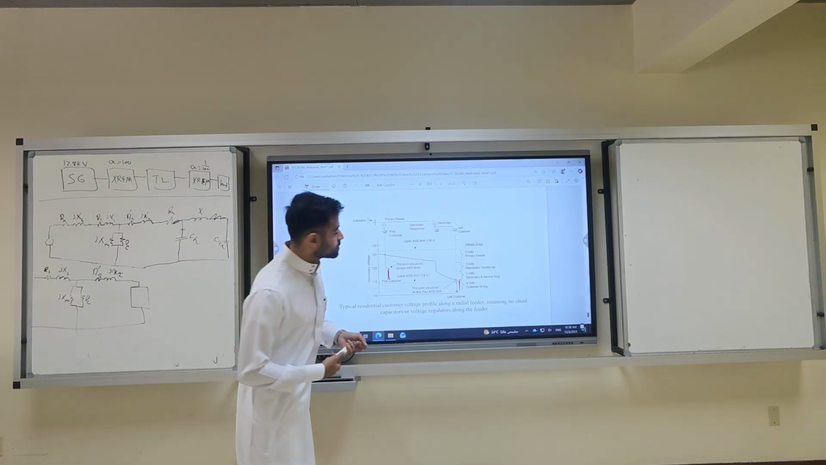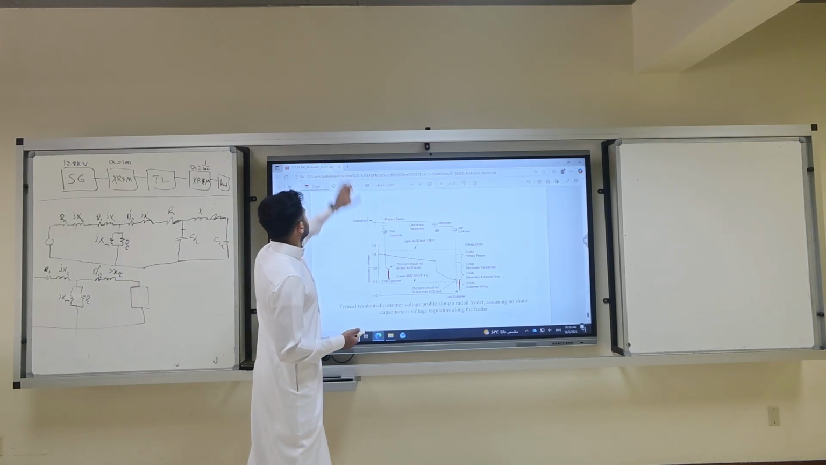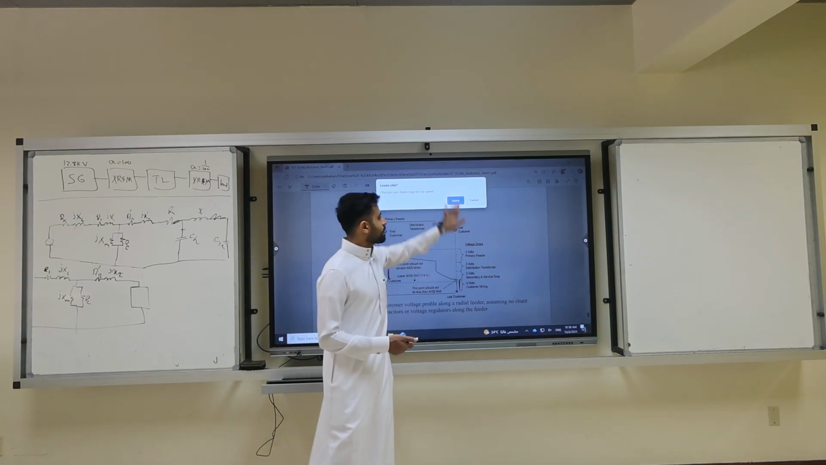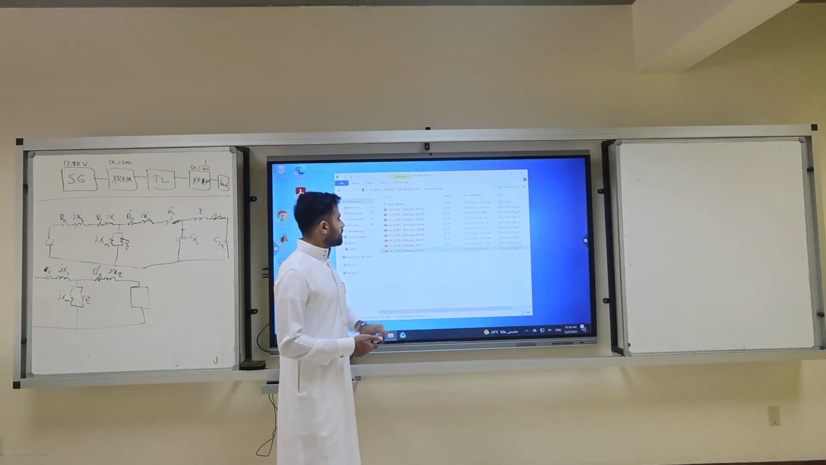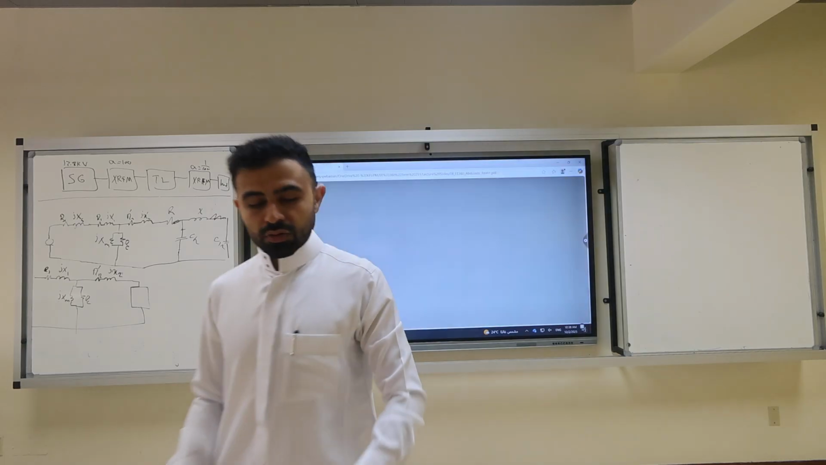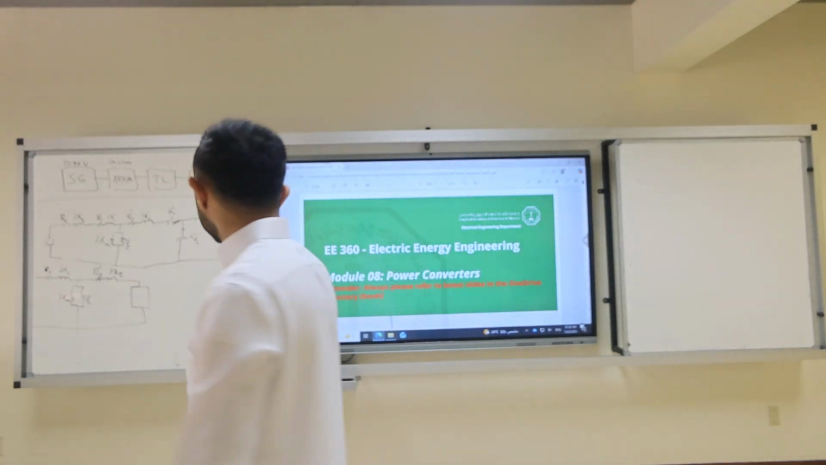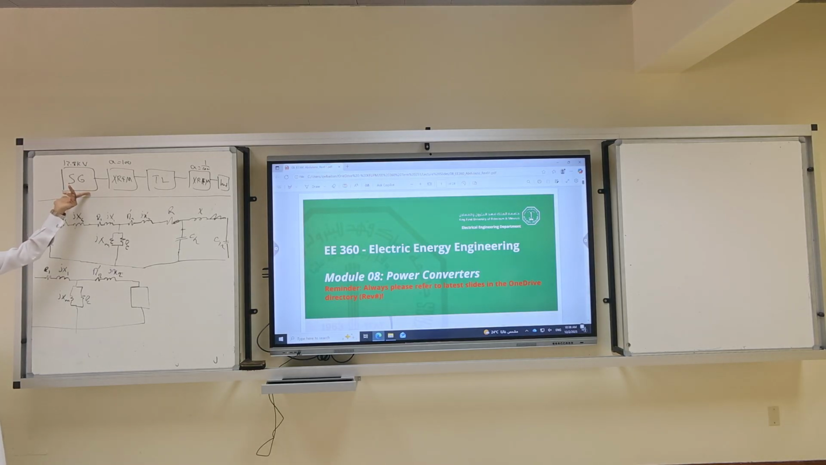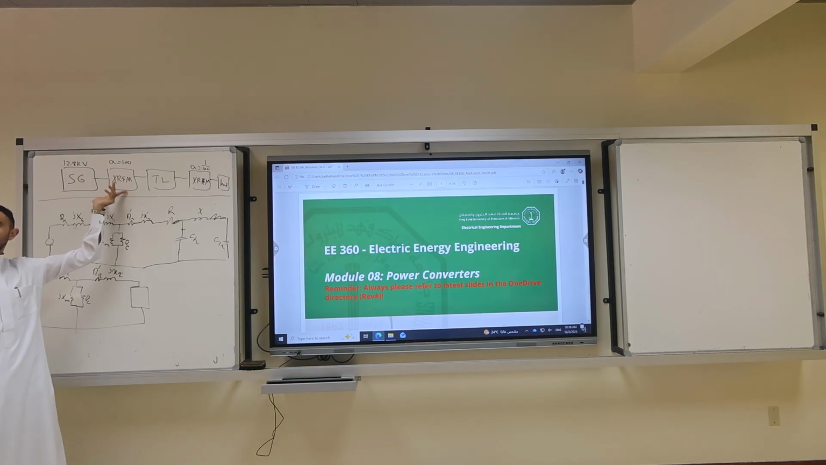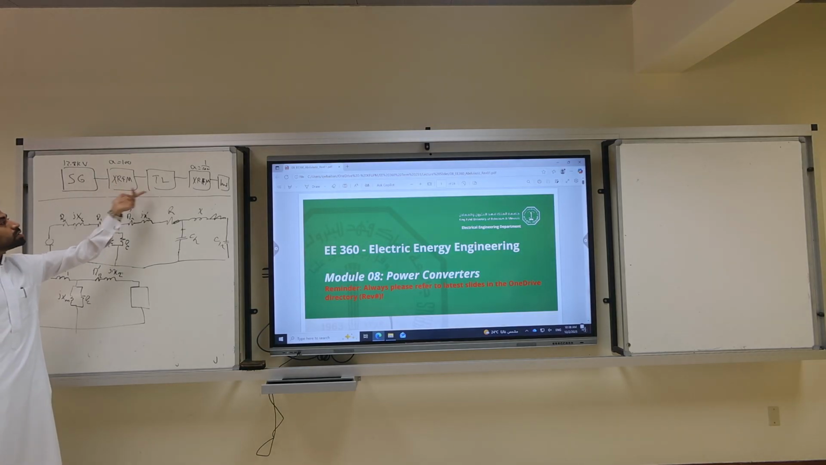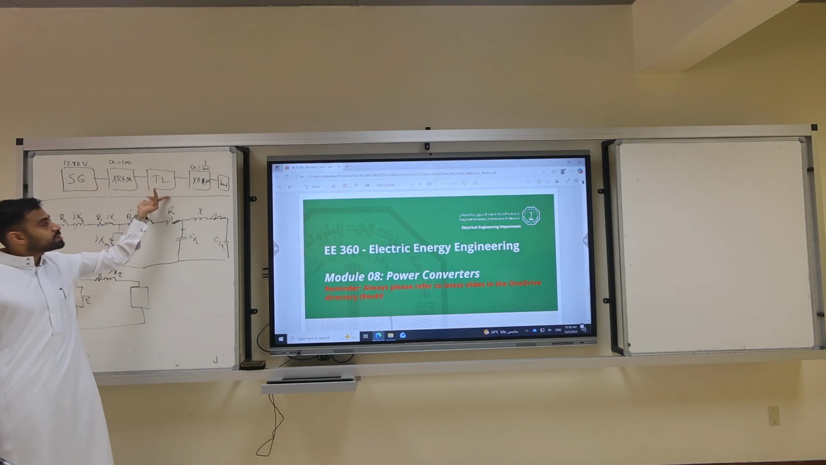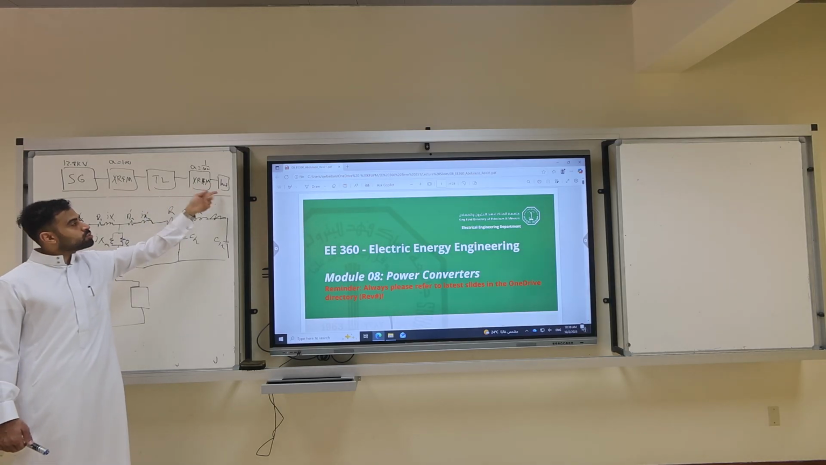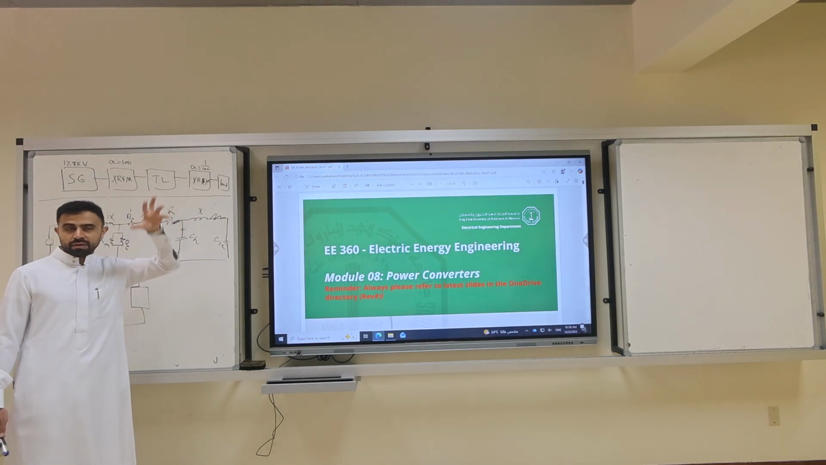Enough about distribution. Before we proceed, I want to tell you about how we connect everything. So here if we have a synchronous generator, module 5, connected to a transformer, module 2, to a transmission line, module 6, to a transformer, module 2, to a load, which is generic.